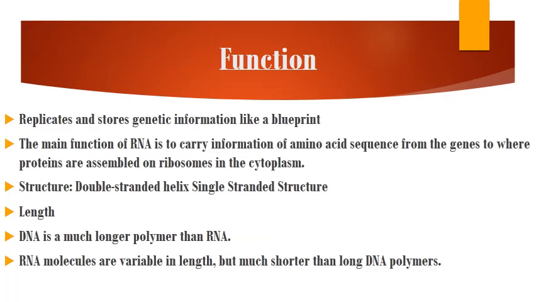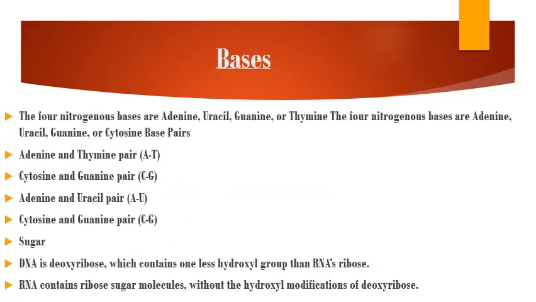So structure: double stranded helix versus single stranded structure. Length, so DNA is a much longer polymer than RNA, and RNA molecules are variable in length but much shorter than long DNA polymers. In this slide, you can find differences between DNA and RNA. Bases, the four nitrogenous bases are adenine, thymine, guanine and cytosine for DNA, and adenine, uracil, guanine and cytosine for RNA.